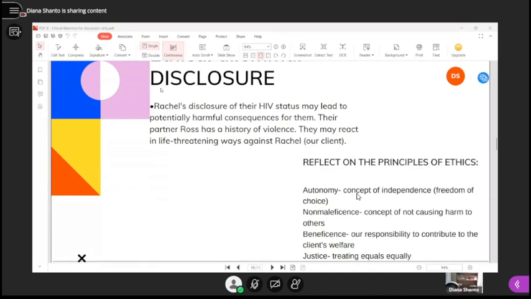We don't want harm against our client. We don't want harm against Ross, because if Ross doesn't know, he might contract the virus. But if he does get to know, he might get violent. So we don't want harm against Ross. We don't want harm against Rachel.